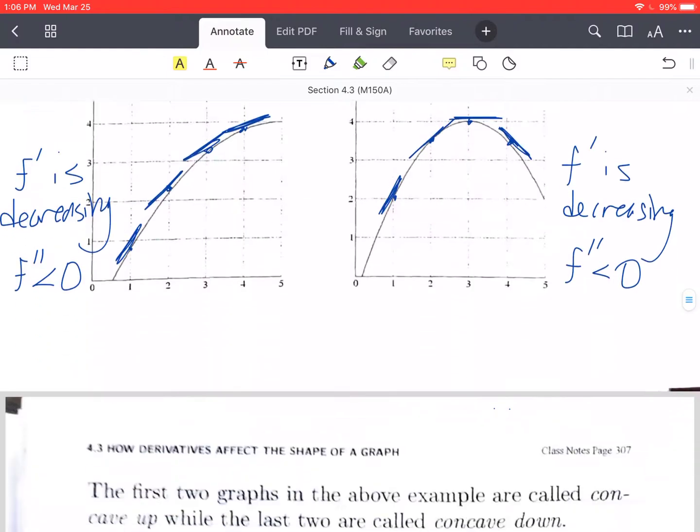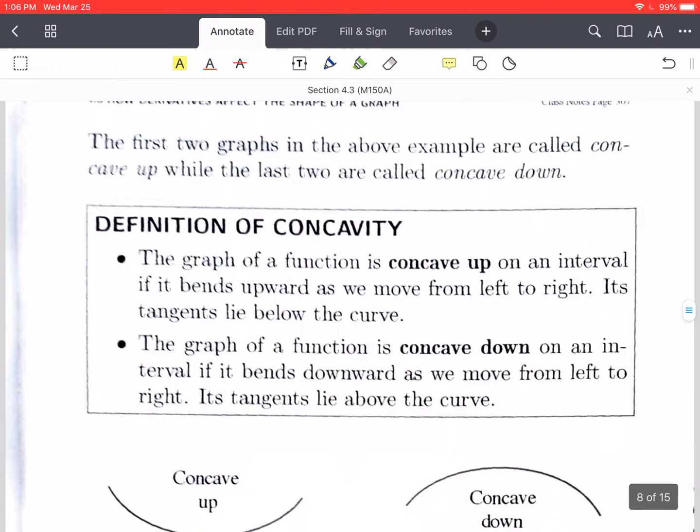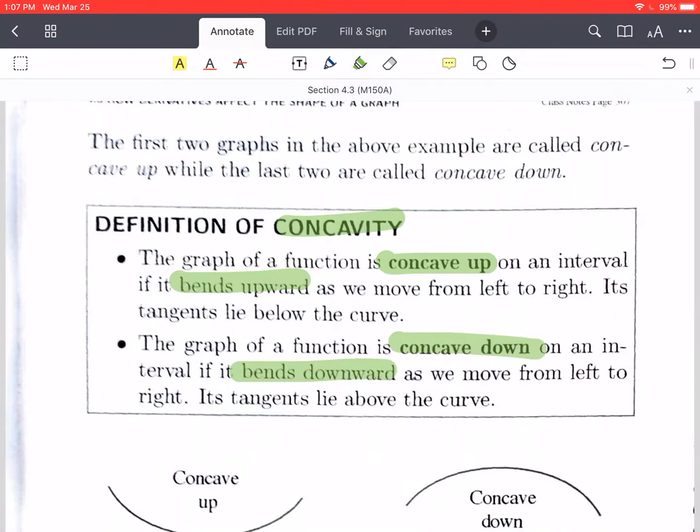All right. Now, the terminology that we use to describe this bend, this second derivative relationship, is called concavity. So we say the graph of a function is concave up on an interval if it bends upward as we move from left to right, and the graph of a function is concave down if it bends downward. So again, we're not talking about it increasing or decreasing, right, going up or going down. We're talking about how it's bending.